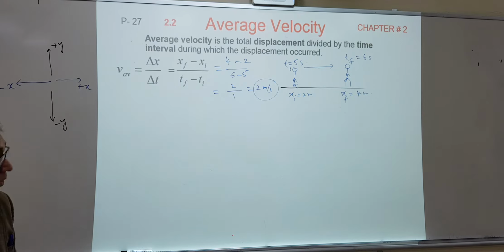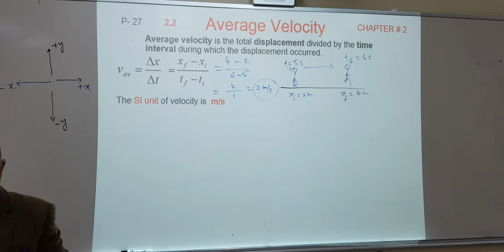Okay. All right. The unit is meter per second, because this is delta x, displacement, its unit is meter, and divided by time difference, for which the unit of time is seconds. So meter per second, as you see, I wrote it here. All right.